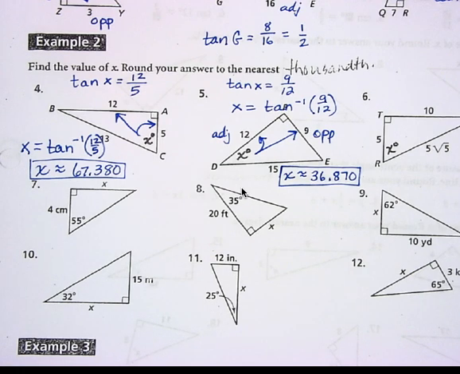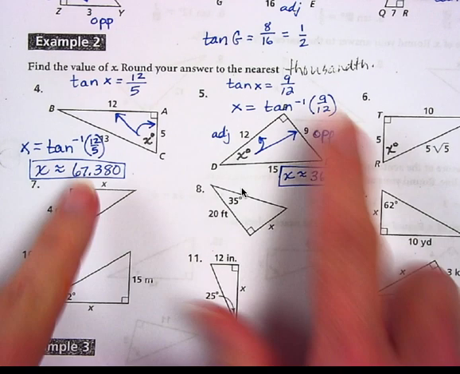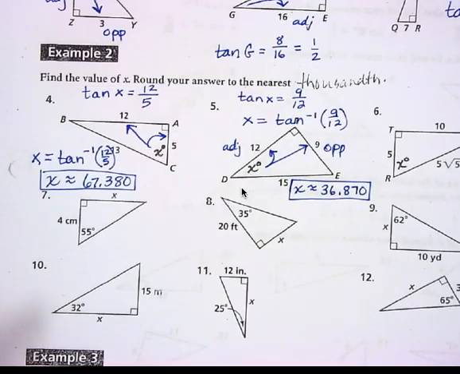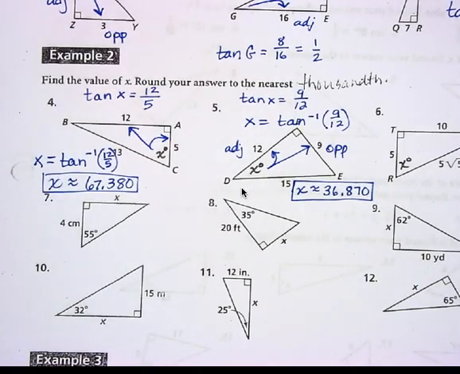All right, we're going to move to number 7. So on number 7, we are looking for a side length. So when we're looking for a side length, we won't be using the inverse tangent. We'll be using the normal tangent. Wait, so why do you have the equal sign like that? Because it's an approximation, it's not an exact value.